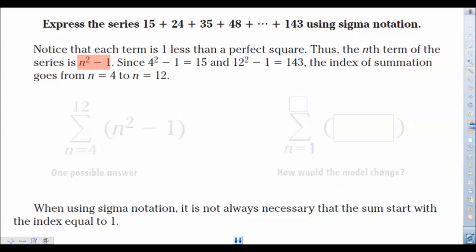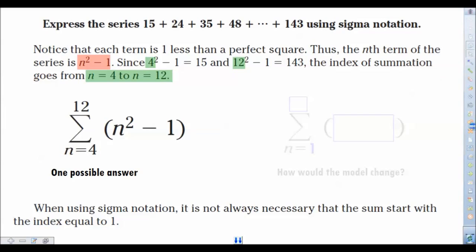Now, since 4 squared minus 1 would be 15, and then 12 squared minus 1 would be 143, what we've just nailed down here are those two values that we're going to use as our interval when we're using our sigma notation. Notice we're going from 4 to 12. Now, one thing that you noticed here is that we didn't start off with 1. Well, the cool thing about sigma notation is you don't necessarily have to start off with 1. And a lot of times it actually makes writing the rule a lot easier if you don't start with 1.